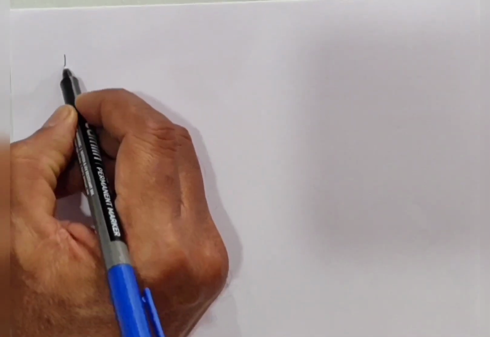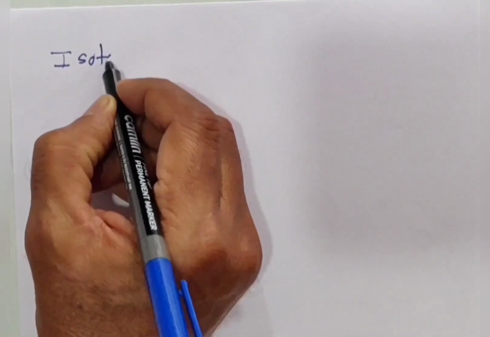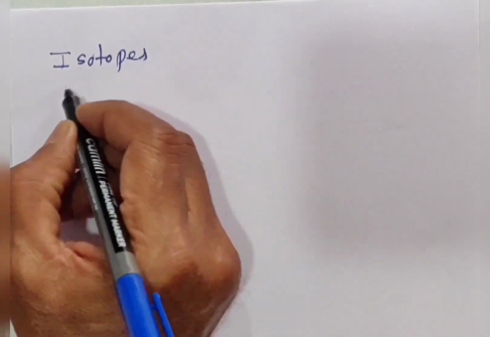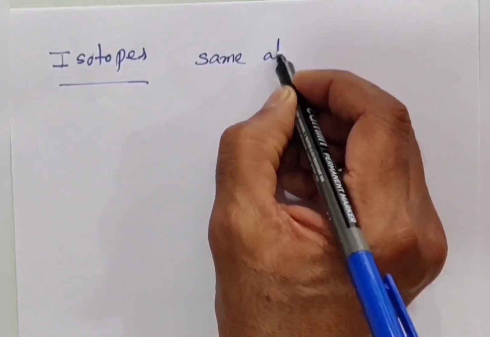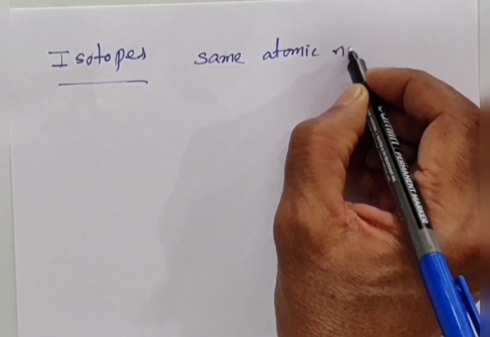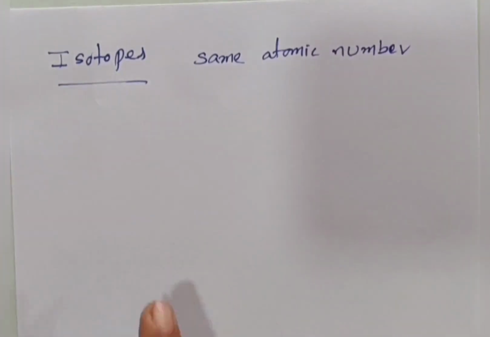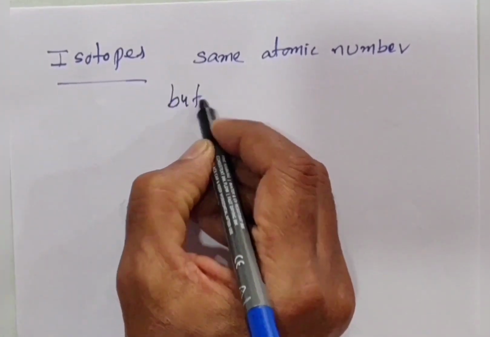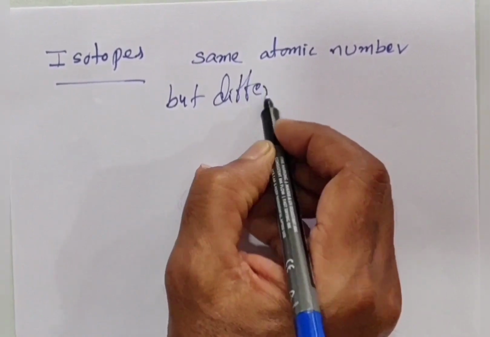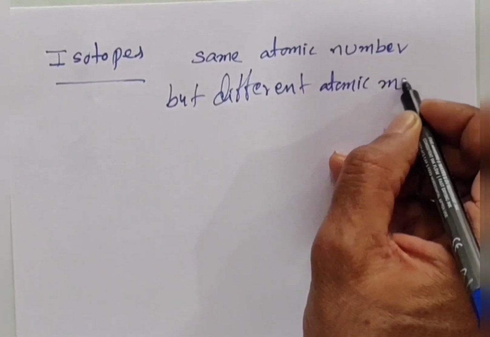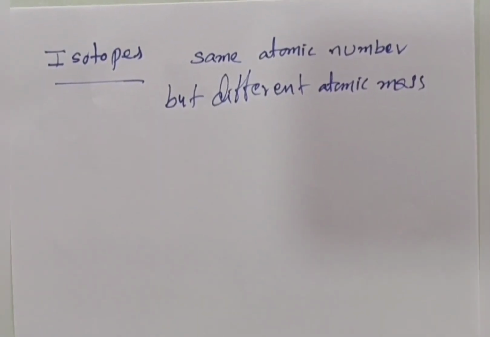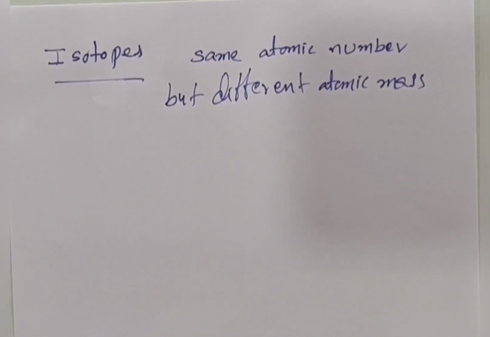Dear students, next another important topic: isotopes. I will give a simple definition. Same atomic number but different atomic mass. You have to remember this simple way. Isotopes mean same atomic number but different atomic mass.